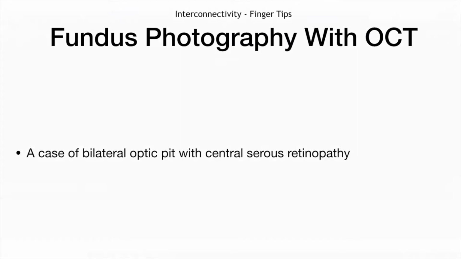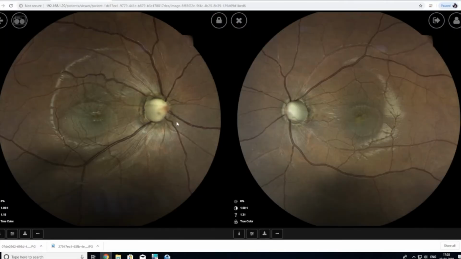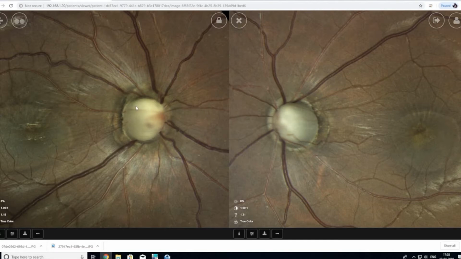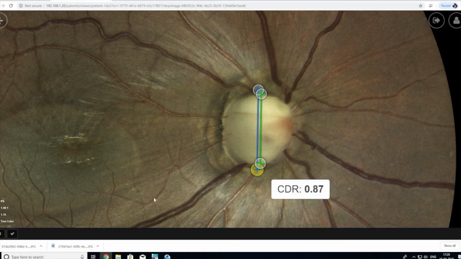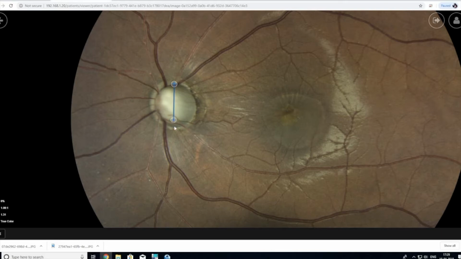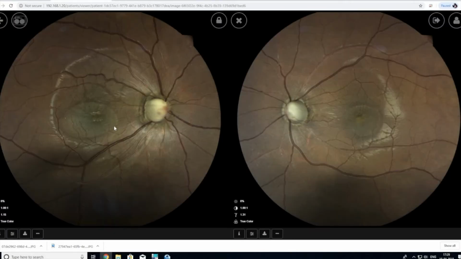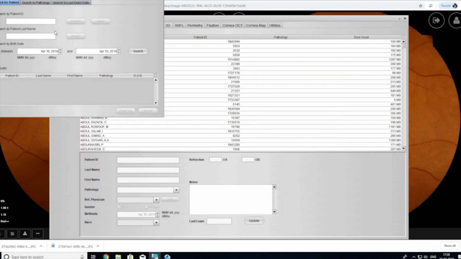Similarly, in the right eye, the subtle progression can also be visualized. Moving on to a case of bilateral optic pit with CSR. In both the eyes, the fundus reveals an optic pit with collection of subretinal fluid in the macular region. Always the cup disc ratio is measured first before going on to evaluate the macula. When the macular region is visualized, there is a collection of subretinal fluid noted. Different filters can be used as per convenience.